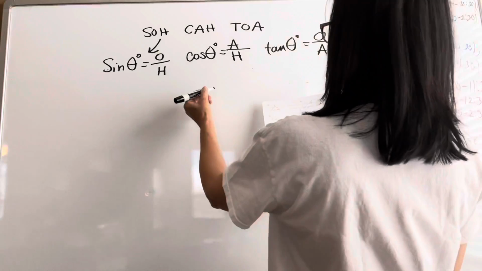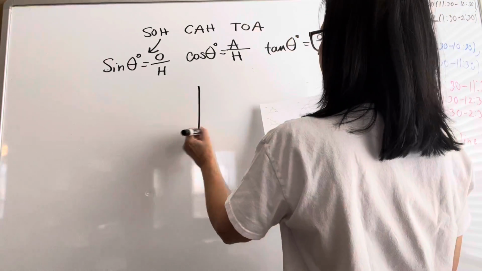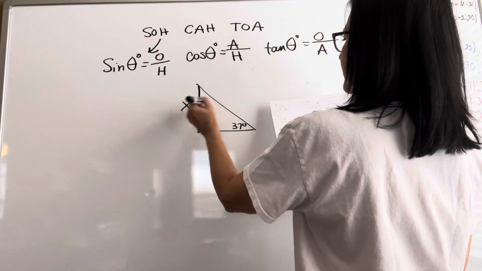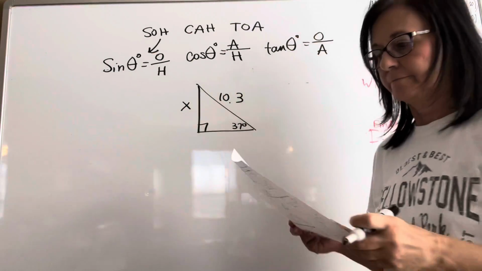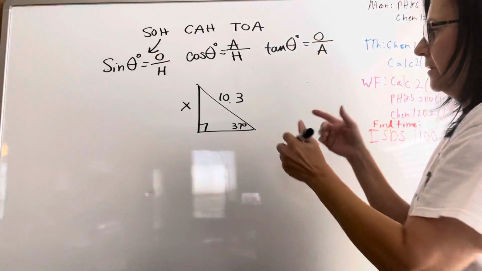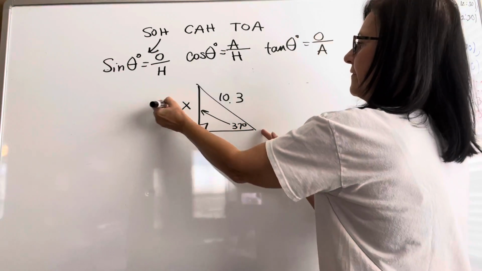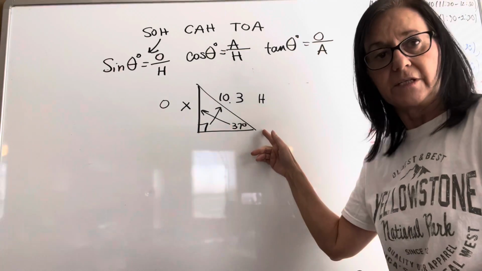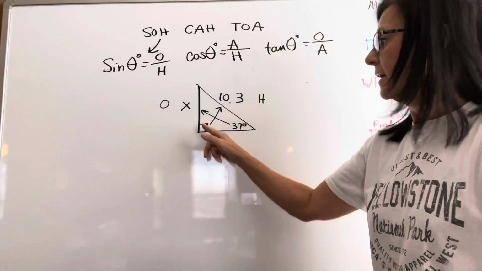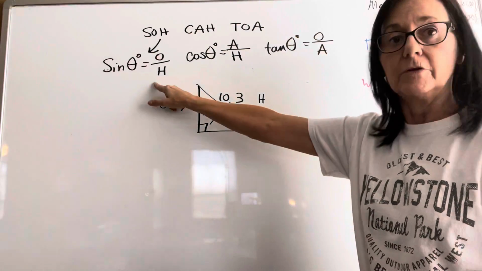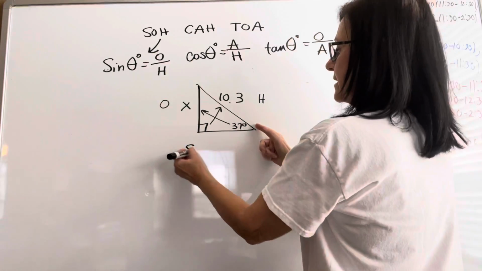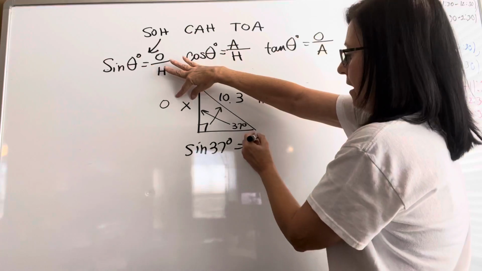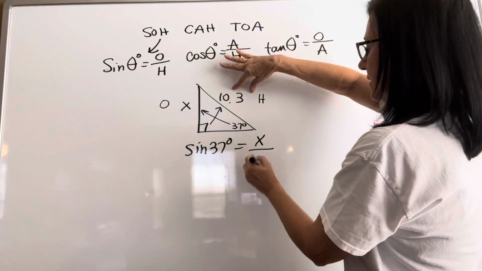I just wrote in my book. We have this angle, there's a variable, 10.3. All right, what do I have? I have the opposite, and this is the hypotenuse, always opposite the 90-degree angle. If I have the opposite and the hypotenuse, I'm using sine. So I'm going to say the sine of 37 degrees equals opposite over hypotenuse.